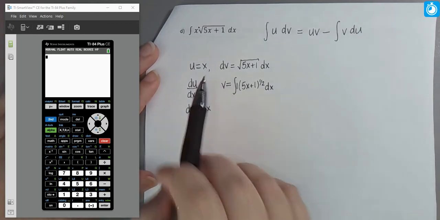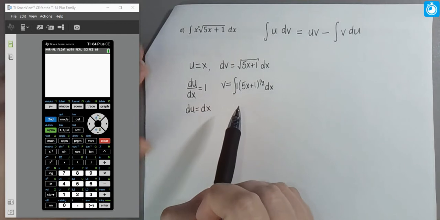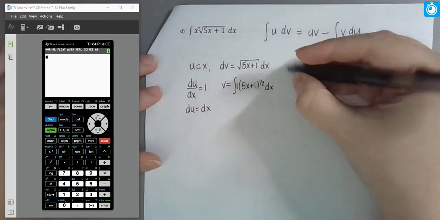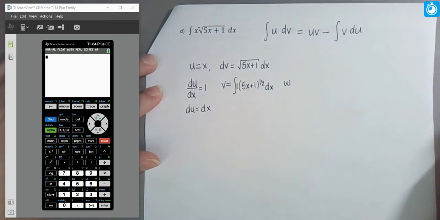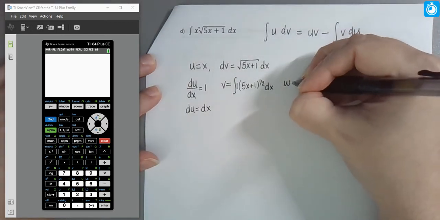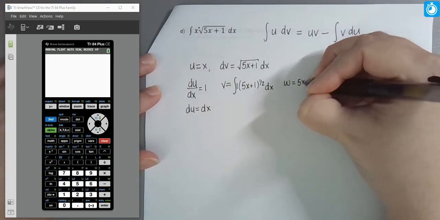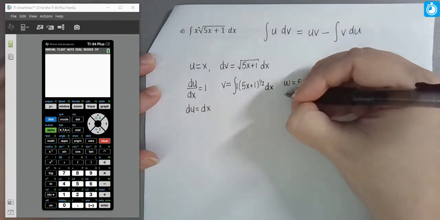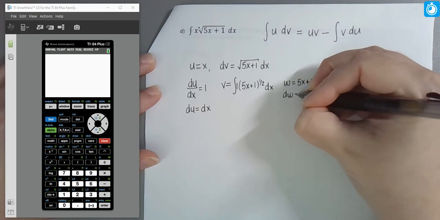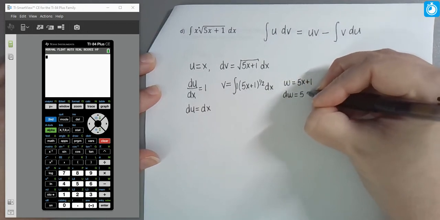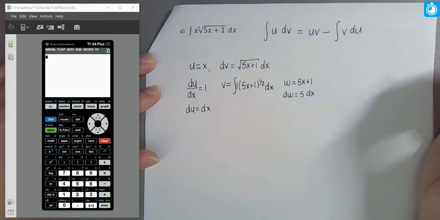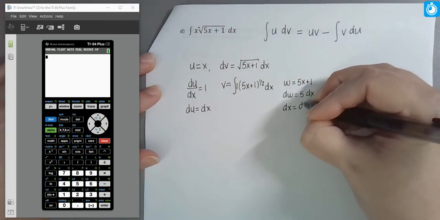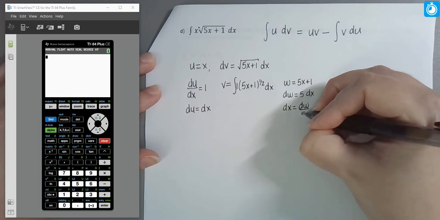Let's see what happens. Normally we substitute using u, but we've already used the variable u in this problem, so let's just pick another variable. Suppose we use the variable w. We're going to let w be our variable for substitution. So we'll allow w to be 5x plus 1, which means that dw is going to be 5 dx, and dx is going to be dw divided by 5.